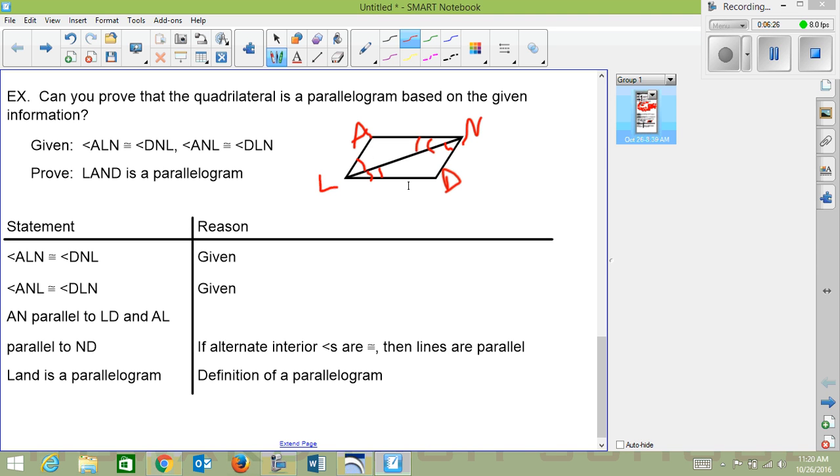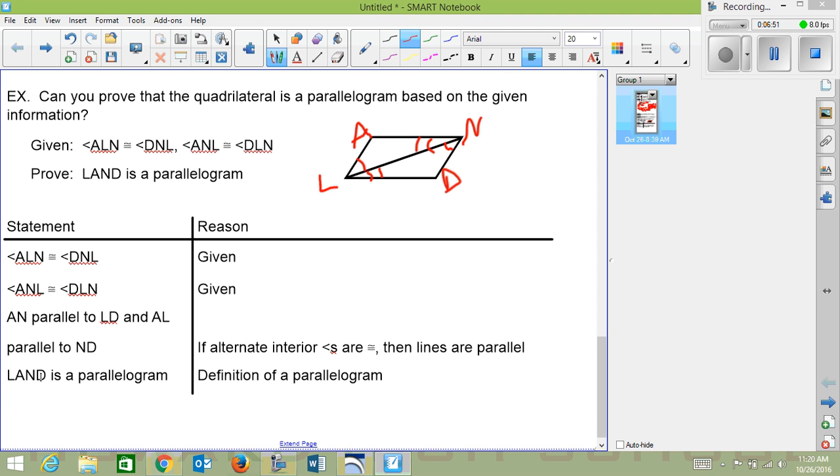So if I know that both sets of those angles are congruent, from there I can say that AN has to be parallel to LD. Why? Because alternate interior angles are congruent. And AL has to be parallel to ND for the same reason. LAND is a parallelogram. Why? It's the definition of a parallelogram. The alternate interior angles prove that it's parallel. If two sets are parallel, it's a parallelogram. So you've gone through it in not very many steps proving that.